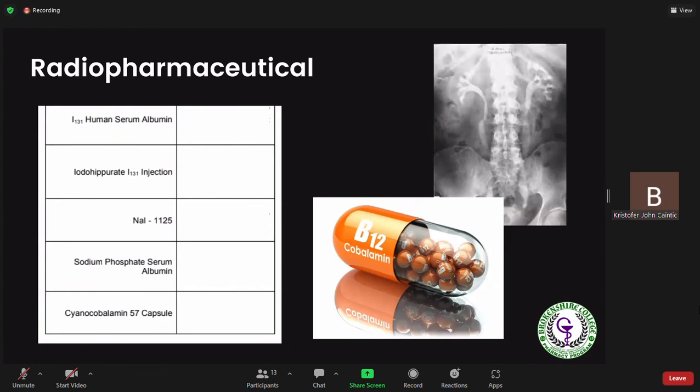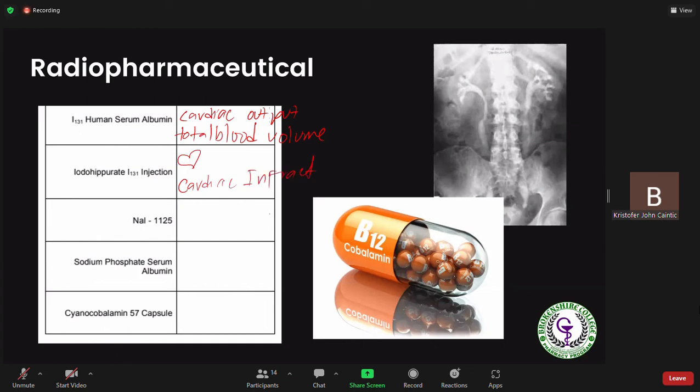Next, we also have your iodine human serum albumin. This is to check the cardiac output and also for the determination of the total blood volume. Next, we also have your iodohippurate. This is the same again as your technetium, no? This is to check the cardiac infarct imaging.